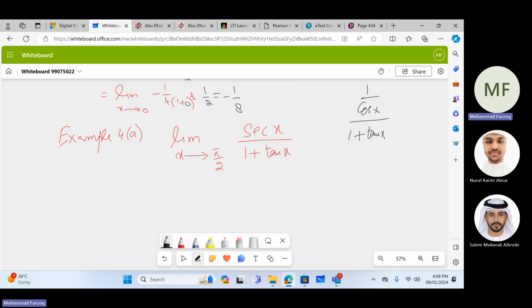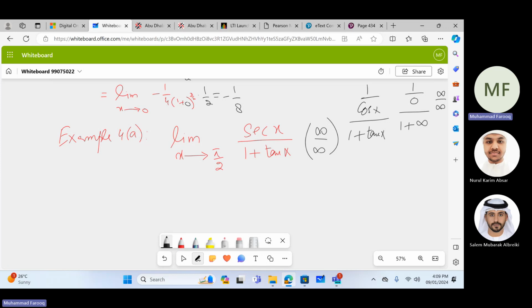The x is pi by 2. So 1 over cosine pi by 2, how much? 0. And divide by 1 plus tangent pi by 2. Tangent pi by 2 is what? So 1 by 0 is what? And divide by what? So this is which case? Infinity over infinity. This is the infinity by infinity case. But in the exam, should I show which case it is? No, it's fine. If you are comfortable that this is the case, we can start. But you should know which case is coming up.